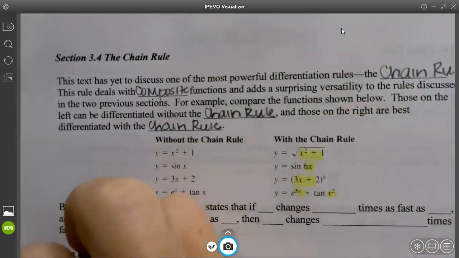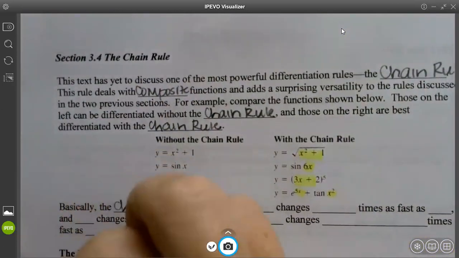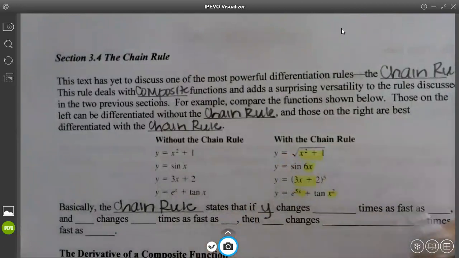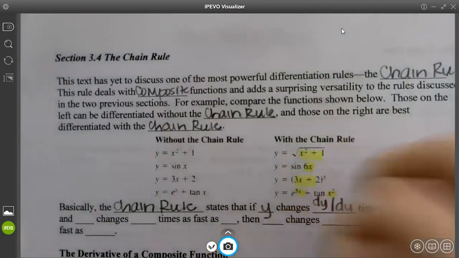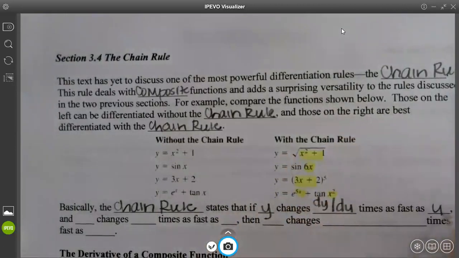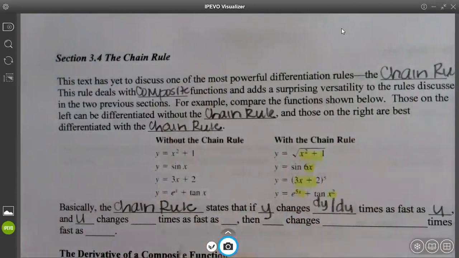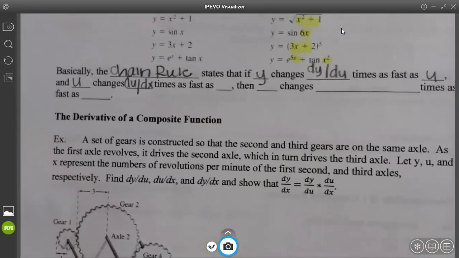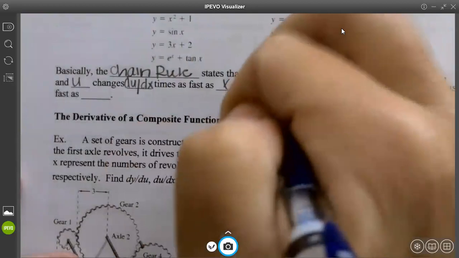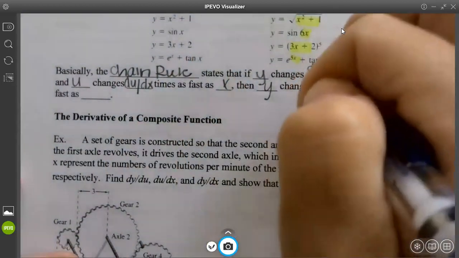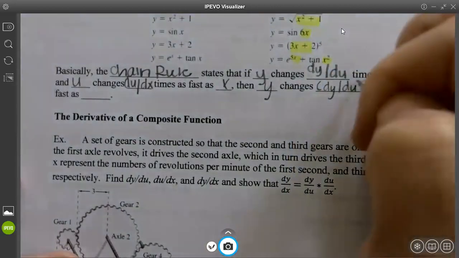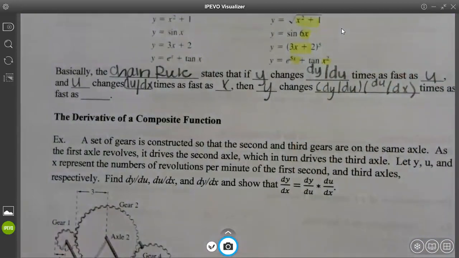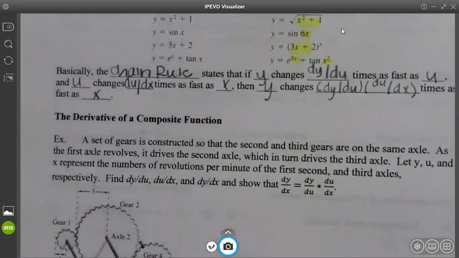Basically, the chain rule states that if y changes dy over du times as fast as u, and u changes du over dx times as fast as x, then y changes dy over du times du over dx times as fast as x. Makes no sense, but it's a really easy rule, okay? I promise.